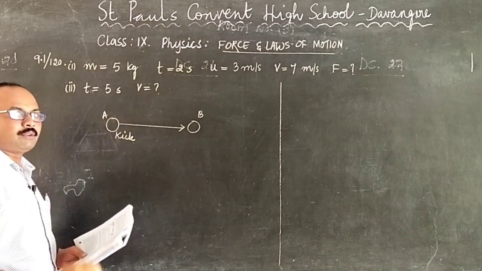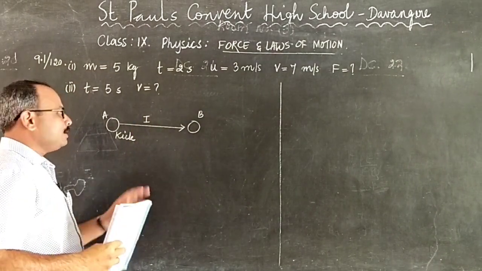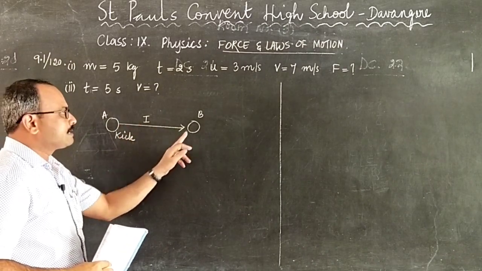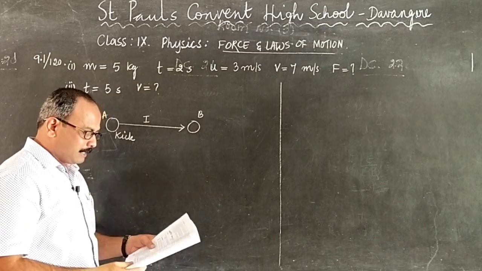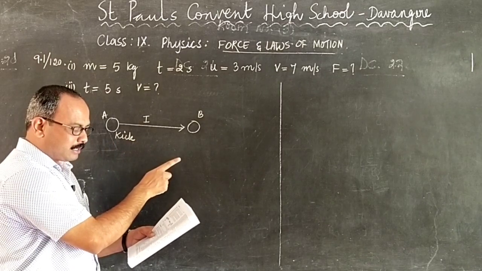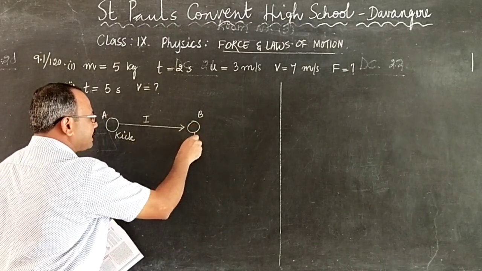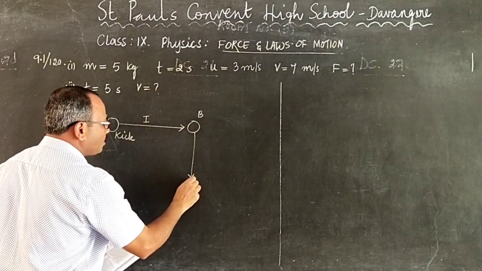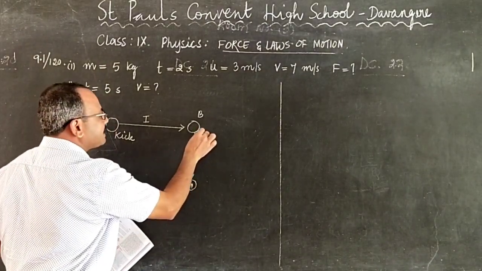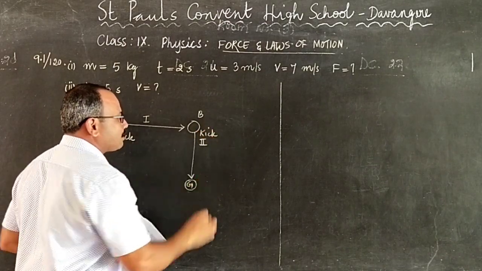He has kicked it. The agent, the force applied, is a kick. So the first time its velocity changes. It was at rest, its velocity changes. It reaches B. Then the football player kicks the football to another player of his team, who kicks the football towards the goal. Again here the agent is a kick. Second time velocity changes.